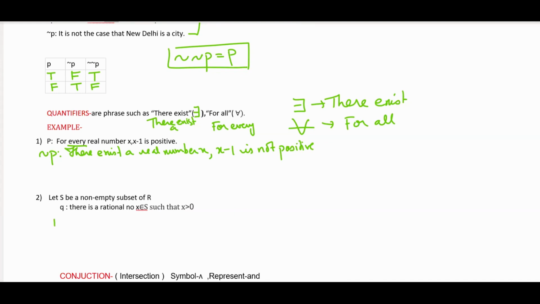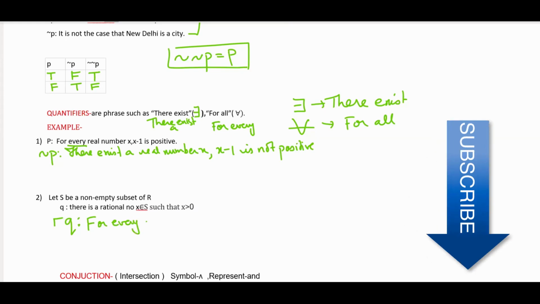As I have told you, this is another symbol of negation. So we can negate. We again have two components of this statement. The first part is there is a rational number x belongs to S. We negate it by, because we know that the negation of there is is for every. So we write here for every rational number x belongs to S such that, now the negation of this: if x greater than 0 is written, you write x less than or equal to 0. So this is how we negate.